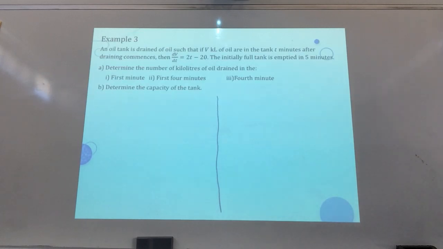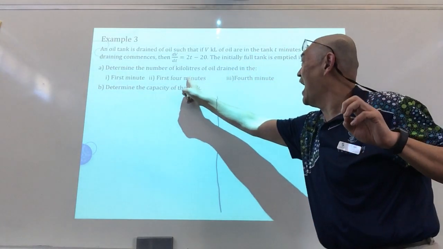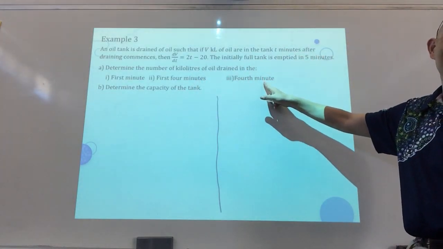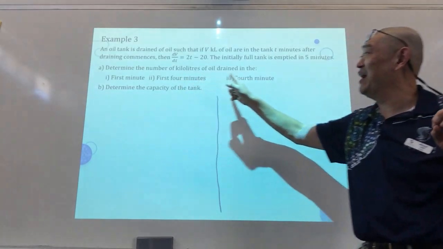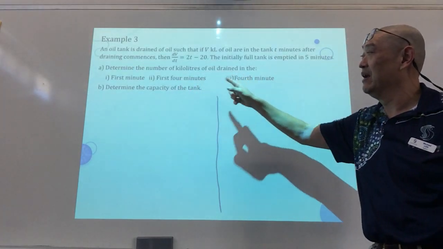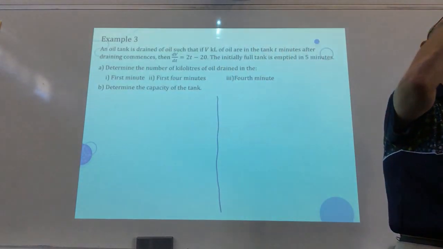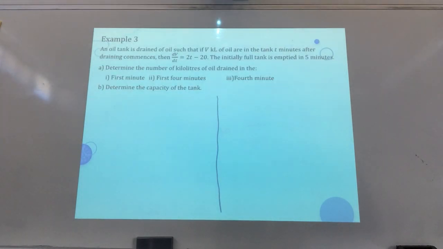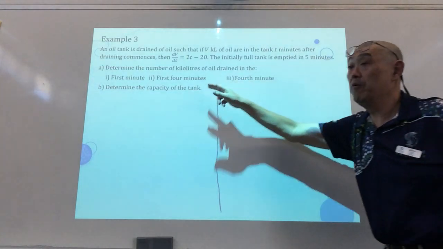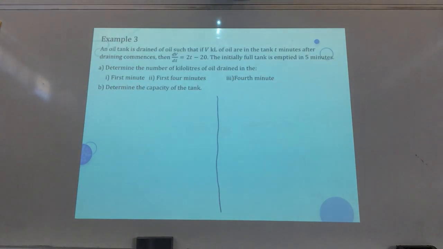Read the question carefully. First minute, first 4 minutes, and then the 4th minute. You've got to be really careful between number 2 and number 3. First minute, you're integrating from 0 to 1. First 4 minutes is integrating from 0 to 4. Correct? What about the 4th minute? Where are you integrating from? 3 to 4? No, 4 to 5? 3 to 4. Which one? 3 to 4. The 4th minute.